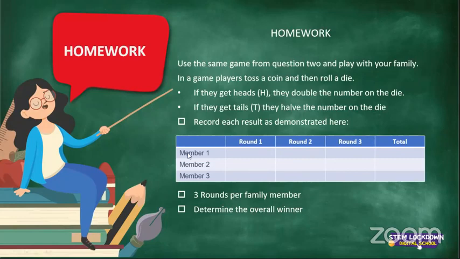So if you want to put your own name in as member number 1, you can. I'll use my name as an example. I'll just put there Mike, and then round 1, you record the total. If I rolled a 5 and a head, I get 10 points for round 1. And then I want you to calculate the total at the end. Okay, so 3 rounds per family member, and then determine the overall winner. Very easy. What do you guys think? Is that easy enough?